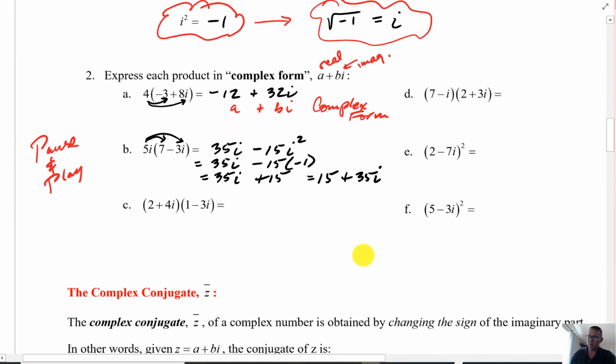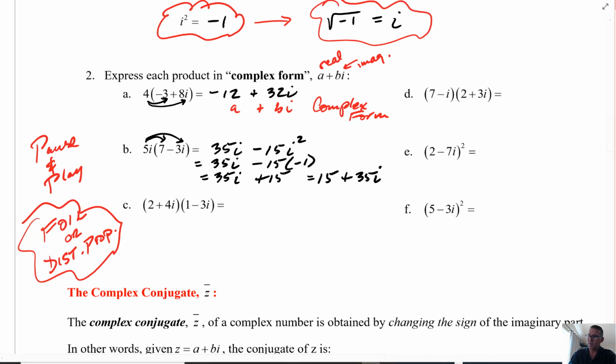Now when it comes to multiplying binomials, you can use distributive property or FOIL, using that acronym. It doesn't matter, it's all the same thing. So it's totally up to you how you want to think of it. But, you know, FOIL is distributive property. So I'm going to write down both. Okay, so that's the key on this one right here. So I'll illustrate the first one.